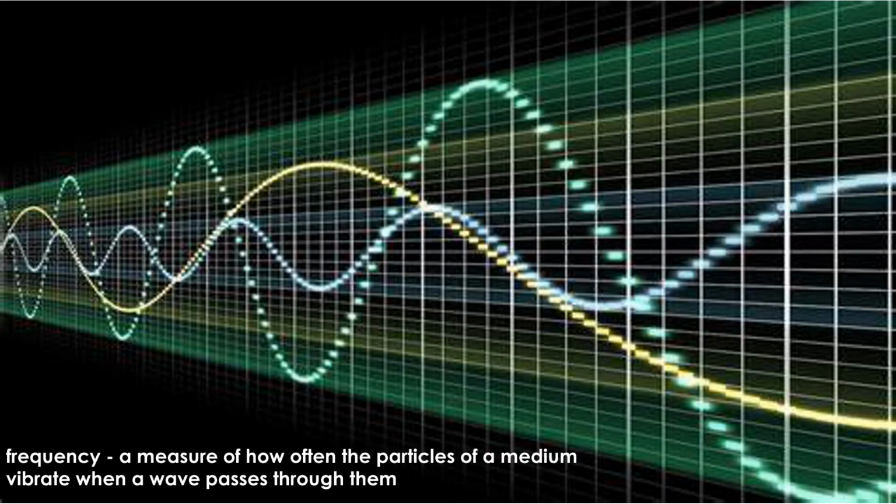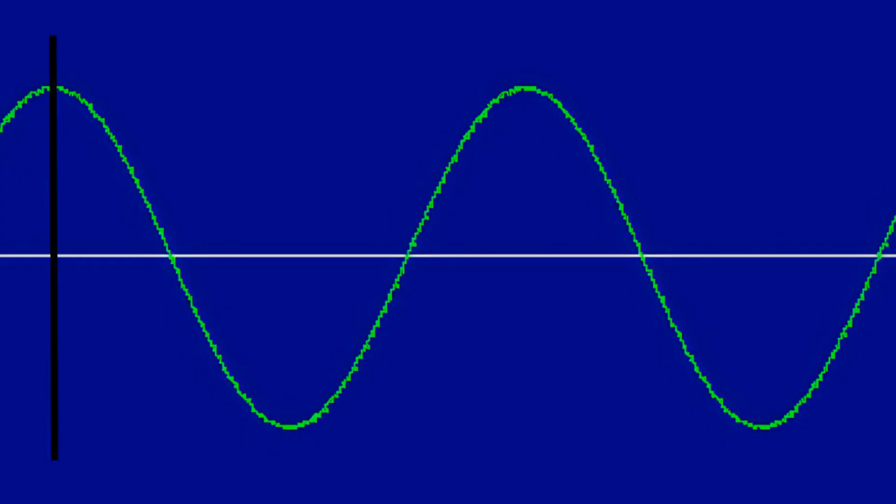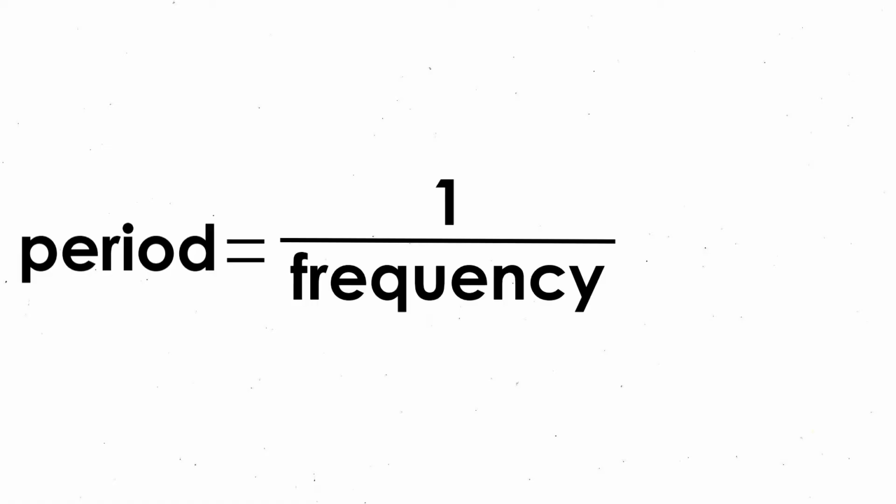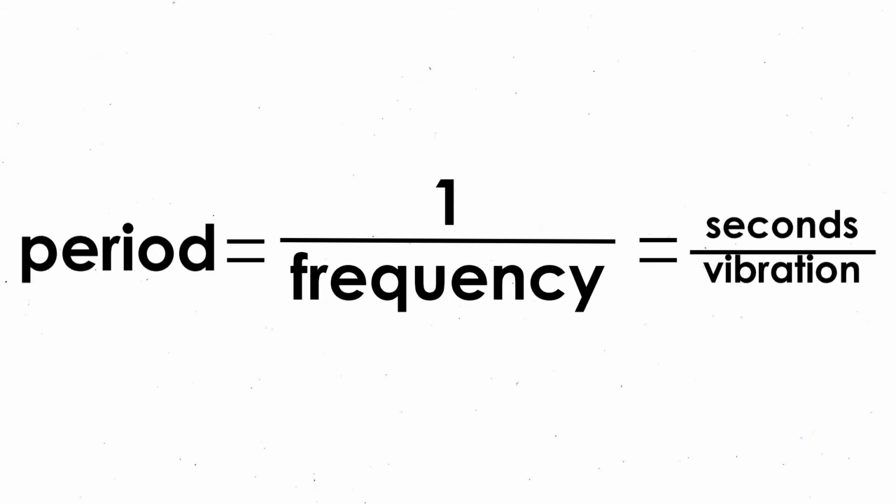The first being frequency. Frequency is a measure of how often the particles of a medium vibrate when a wave passes through them. A complete back and forth vibration from crest to crest is considered one wave section. The amount of these that occur per second is the frequency, and the unit for this is hertz, or vibrations per second. The period of a sound wave is the reciprocal of the frequency. It is the amount of time needed for one complete vibration to occur.